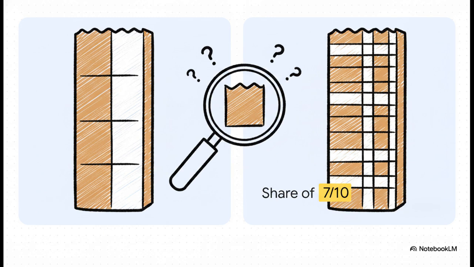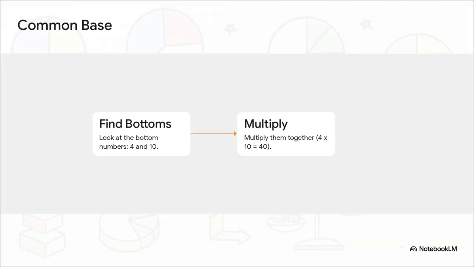The pieces are completely different sizes. A fourth is a big, chunky piece, while a tenth is a much smaller sliver. We really can't compare them until we make the piece sizes visually identical. Thankfully, there's an incredibly simple trick to fix this.